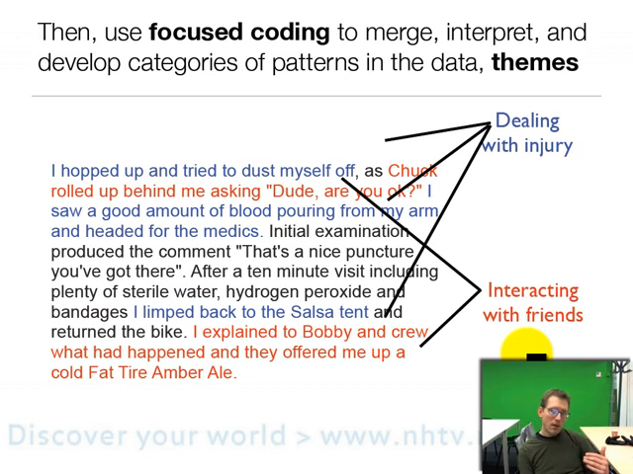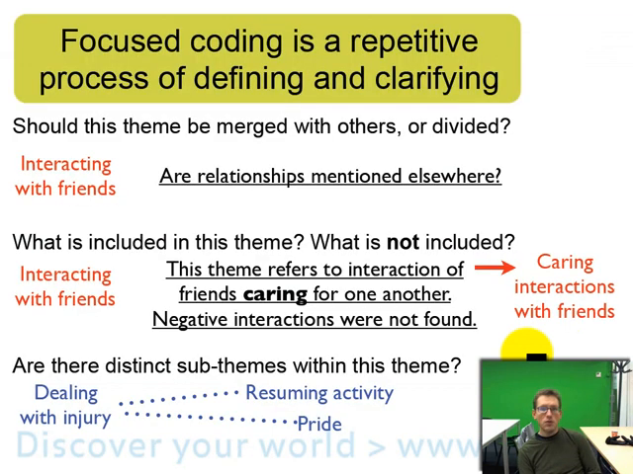Now, we said in open coding, you move quickly and you don't interpret. In focused coding, you move slowly and you repeat what you're doing over and over again, thinking about what the themes are. You gradually make them better, make them more precise so they become clear and sharp. And here are a couple ideas for how you do that. Okay, so focused coding is a repetitive process of defining and clarifying your themes over and over again until you know exactly what each theme means.